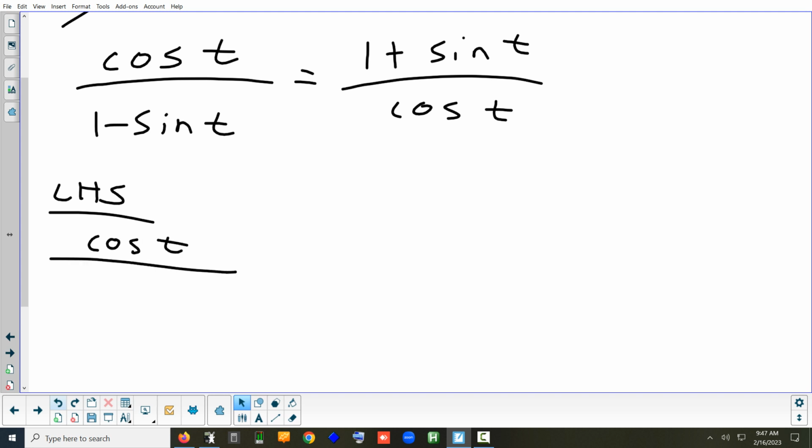Okay, so changing to sines and cosines. Nope, it already is. Rewriting with a common denominator. Nope, you only have one denominator on the left-hand side. So the only thing we can try is the conjugate. What's the conjugate of 1 minus sine? Yep. 1 plus sine.